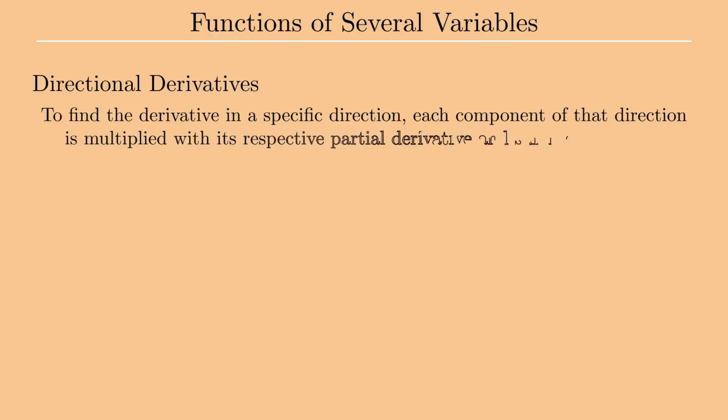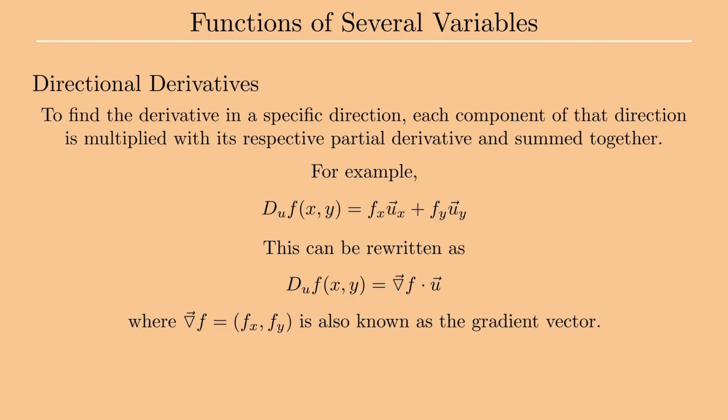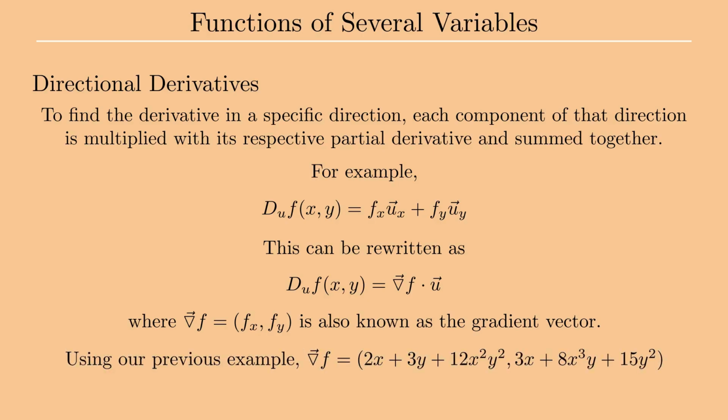To find the derivative in a specific direction, each component of that direction is multiplied with its respective partial derivative and summed together. For example, the directional derivative at (x,y) in the direction of the unit vector u equals f_x times u_x plus f_y times u_y. This can be rewritten using dot products. The first vector in the dot product is known as the gradient vector and is comprised of the partial derivatives of each component. Using our example, the dot product would be the vector of 2x + 3y + 12x²y² and 3x + 8x³y + 15y².